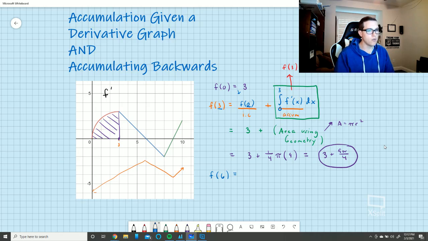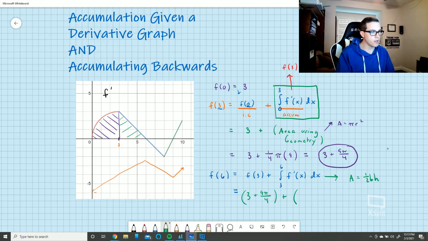So I'm going to start at f of 3, because I just found that value, and I'm going to add the accumulation from 3 to 6 of the area under the derivative curve, which gives me whatever the area of this component is. That is a triangle. So it's 3 plus 9 pi over 4. That was our initial condition. Plus, we need the area of this triangle. Well, the area of a triangle is equal to 1/2 base times height. The base of this triangle is 3. The height of the triangle is 3. So it's 9/2.